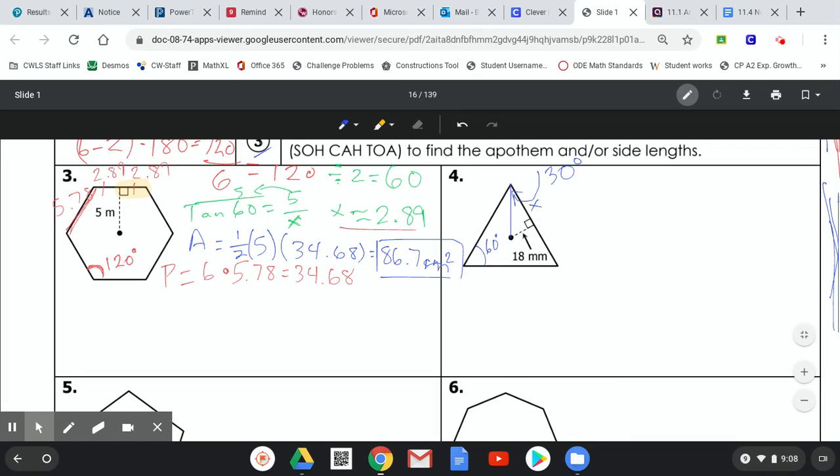So for this one, we talked about this angle being 30, so we could just do 18 times radical 3. However, I will do trig with you too, if you don't remember those special right triangles, okay? So this would just be the tangent of 30 equals 18, our opposite side, over x, our adjacent side. So 18 over x. Take that 18, because we're going to switch it over to the other side and divide.